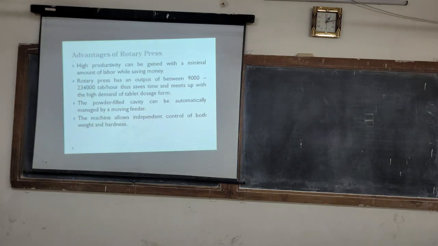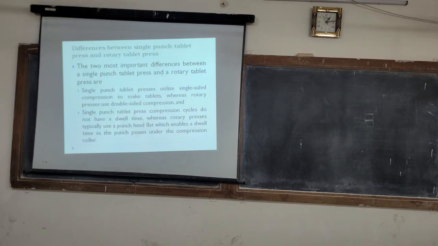The rotary tablet machine has a number of advantages. High productivity. Its output can range between 9,000 to 2,34,000 tablets per hour. And thus, it saves time and meets the high demand. The powder fill in the cavity can be automatically managed by moving feeders. And the machine allows independent control of both weight and hardness. We can adjust both crushing strength and weight.